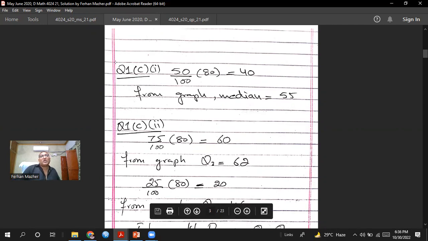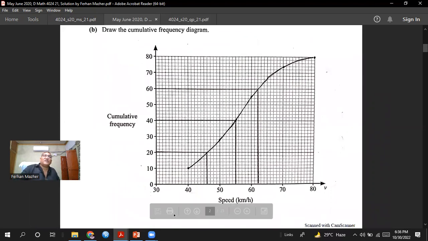Now I will find the lower quartile, Q1. The lower quartile is 25% of the 80, that will be 20. On the y-axis, I will check where 20 is. From that 20, I will go to the graph, and when it intersects the cumulative frequency curve, below that point I will check the value on x, and it looks like it is 46, I think.